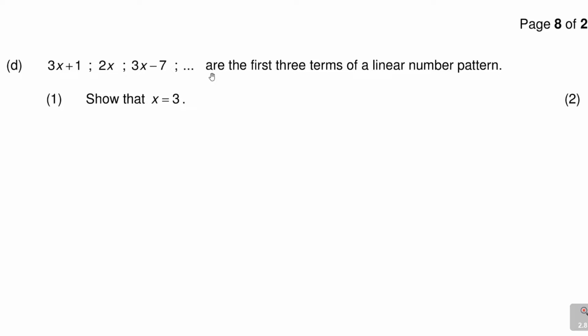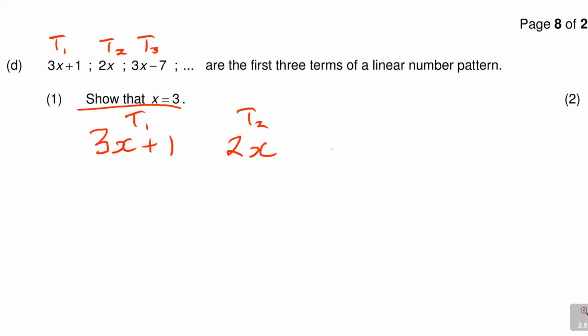D, we are given the first 3 terms of a linear pattern. When they give you that, you also say this is your T1, this is your T2, this is your T3. They show that x is equal to 3. You see, they even give you that. So you have 3x plus 1 as your T1, then 2x as your T2, and 3x minus 7 as your T3. They were a bit stingy with the maths, but it's fine.